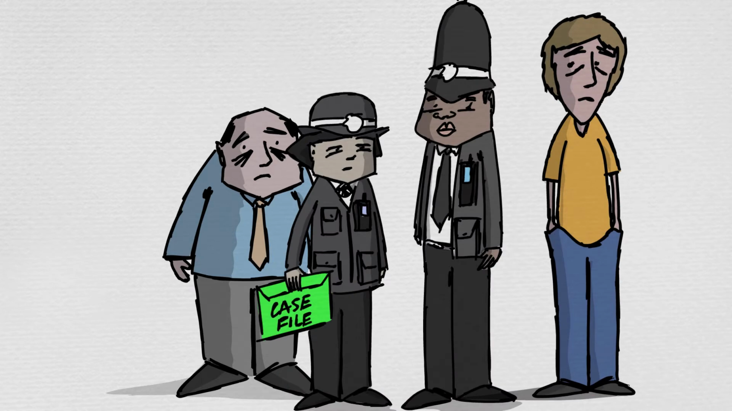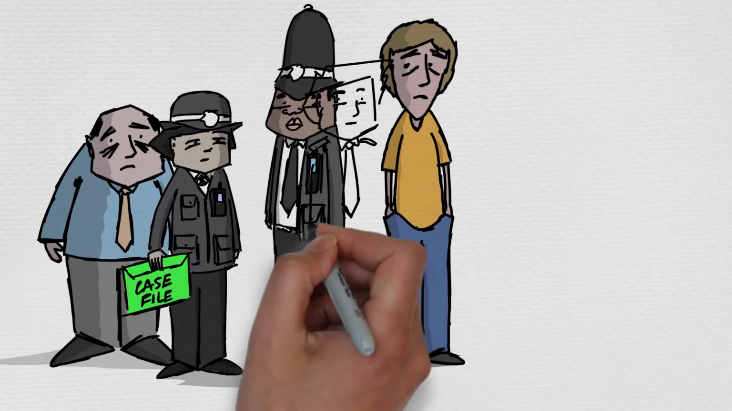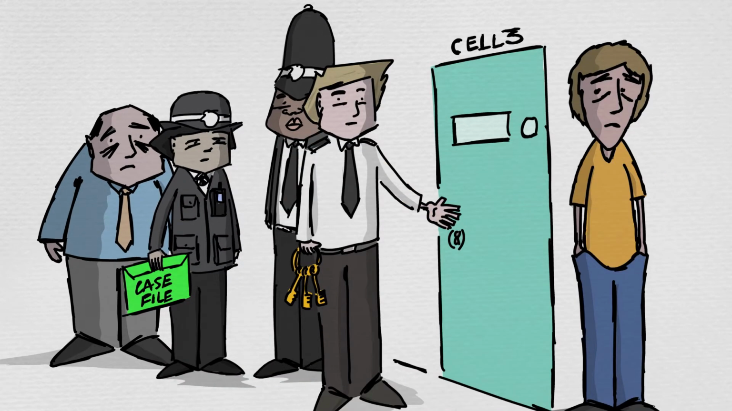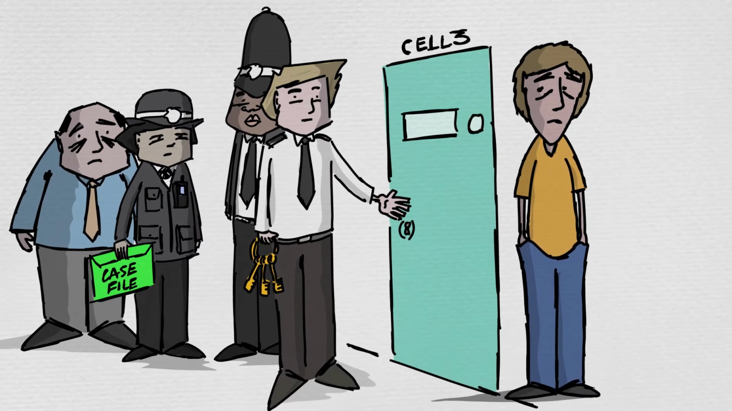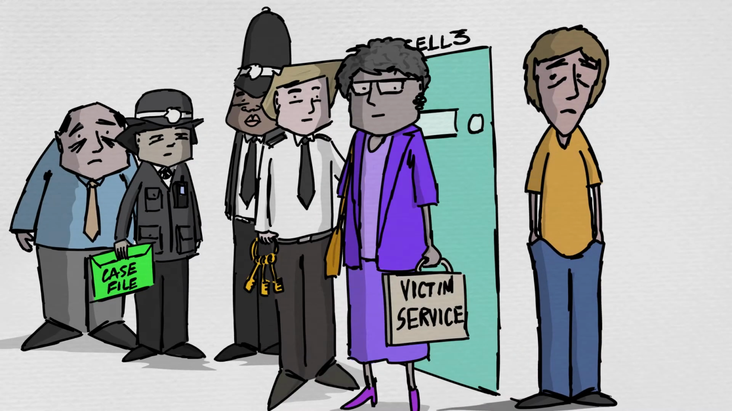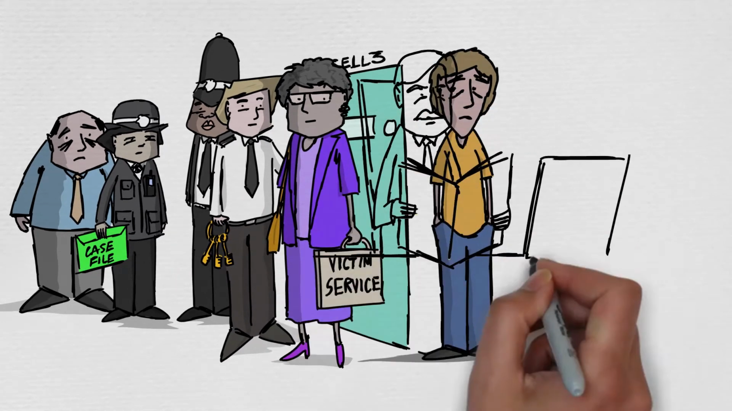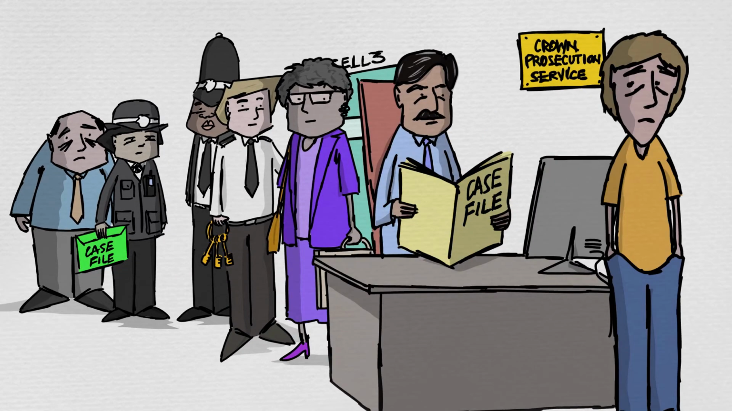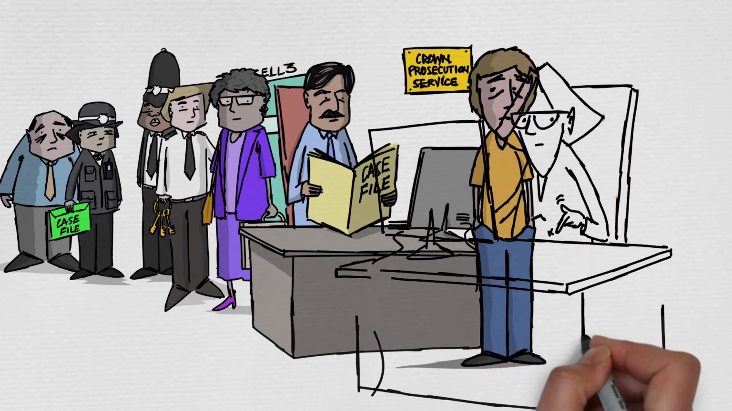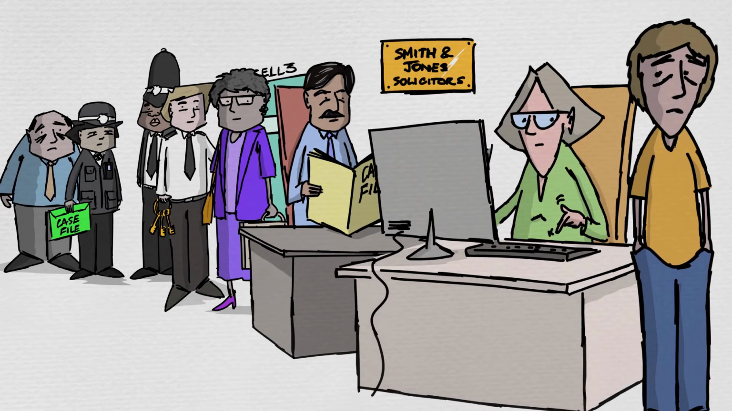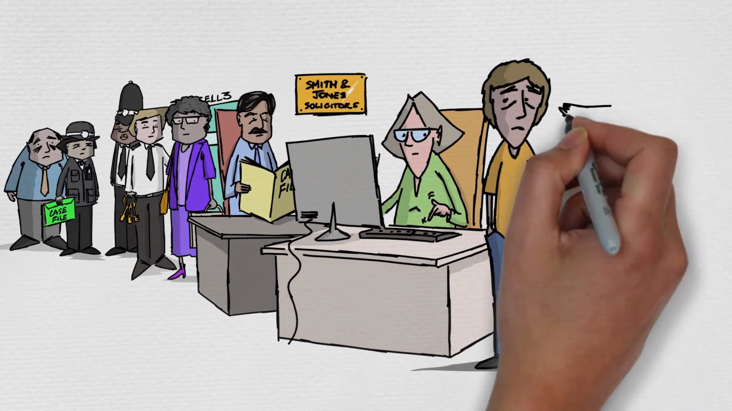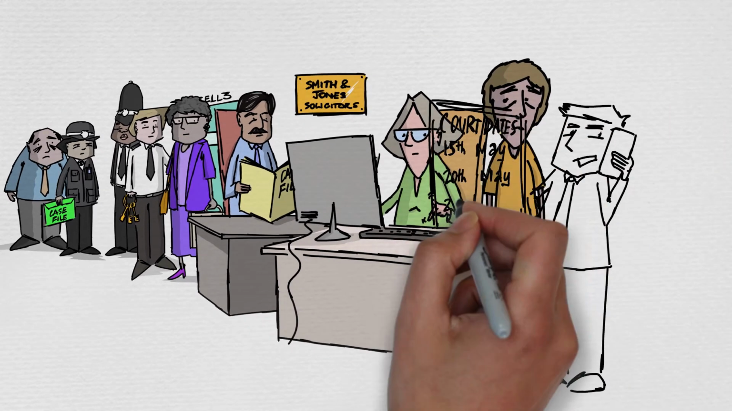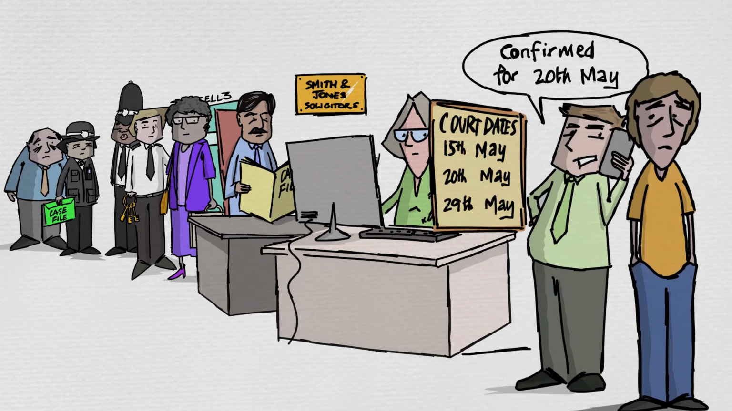Police investigate the crime and collect the evidence. Police custody officers ensure the safety of the offender whilst in custody. Victim services help the victim with emotional and practical support. The Crown Prosecution Service ensures that there is sufficient evidence to prosecute the offender. The defence solicitor represents the offender and advises whether to plead guilty or not guilty. Witness services look after the needs of the witnesses, including the victim, if they are required in court.